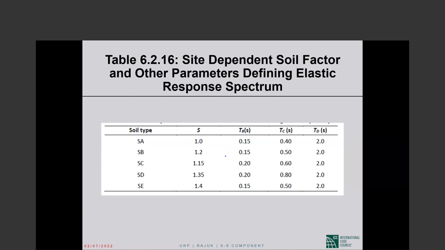Remember, B, C, and D. B is comparable to T sub 0 of ASCE 7. C is comparable to T sub S, and T sub D is comparable to T sub L. So those values are given.